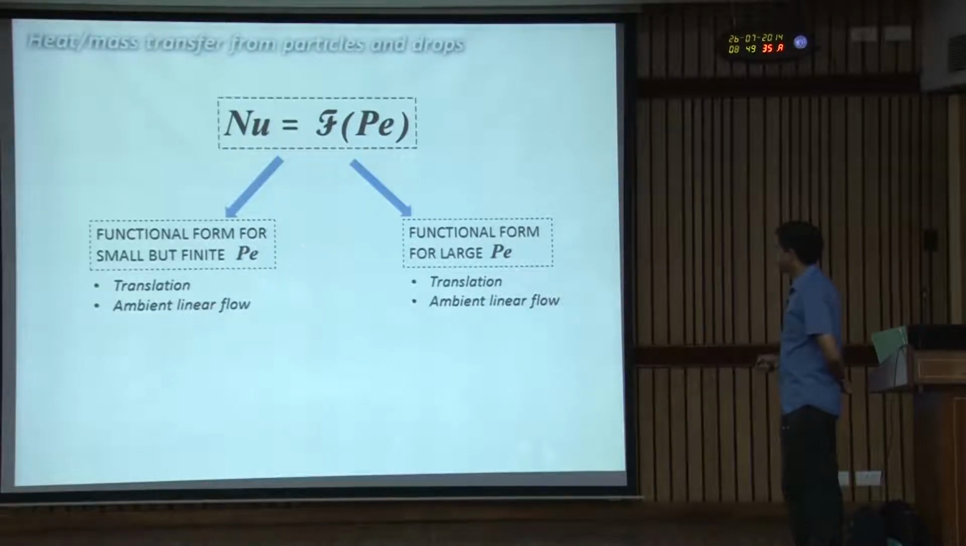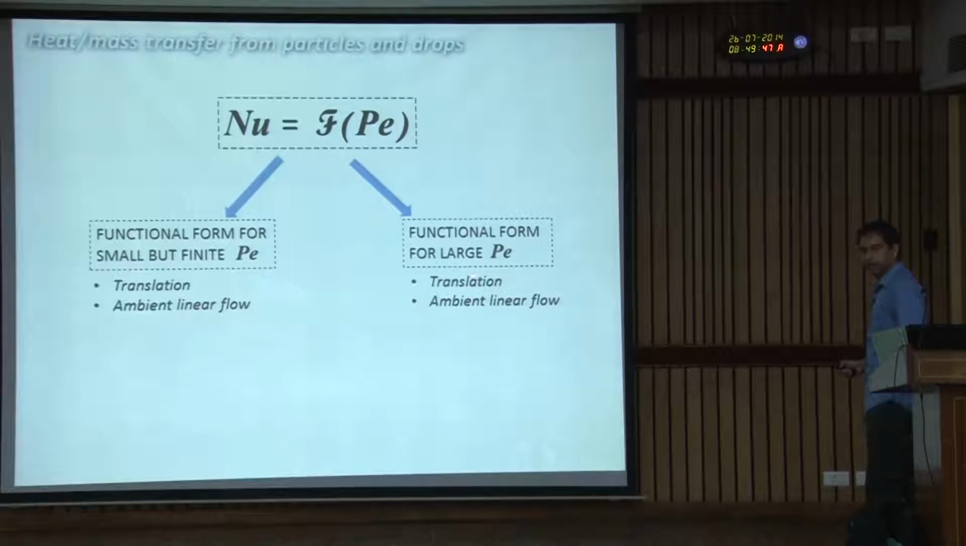And like I said, we are going to first try and see what's the functional form for small but finite Peclet in translation and when there is a linear flow, and we are going to repeat that exercise when Peclet is large.